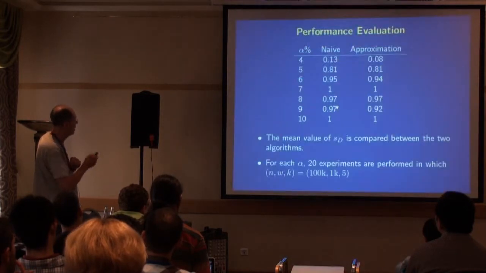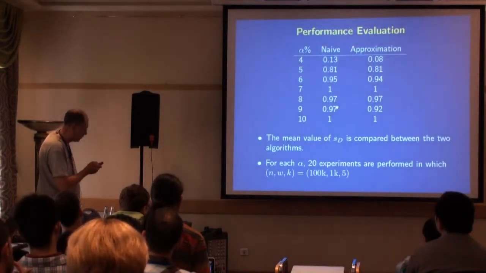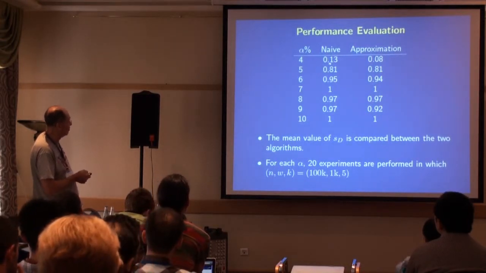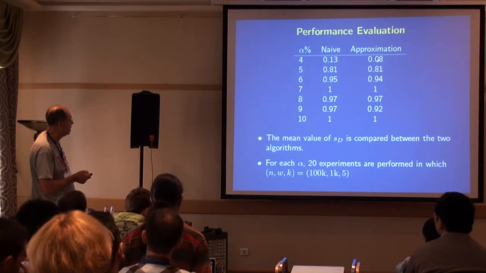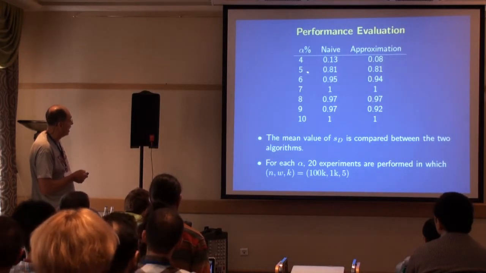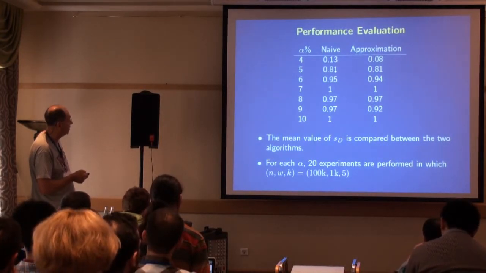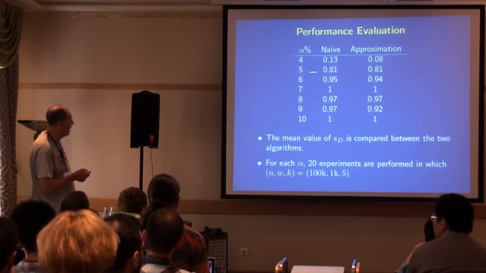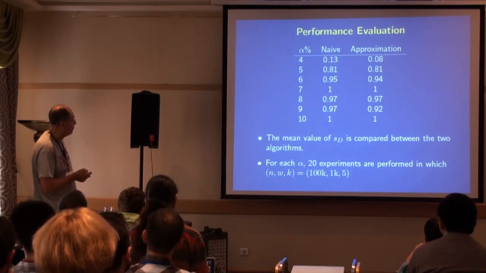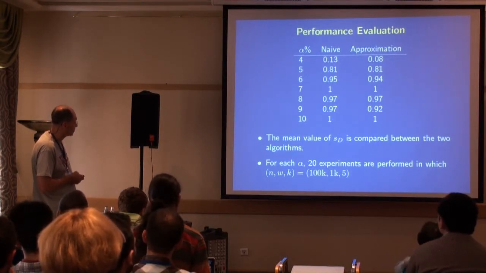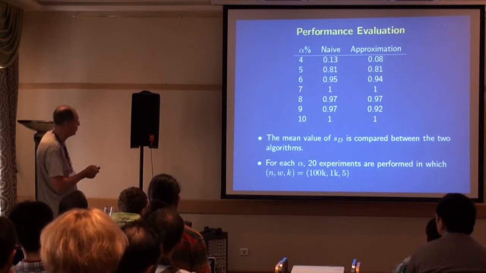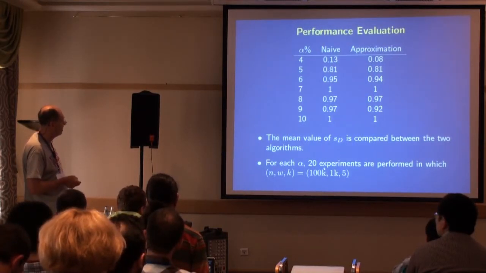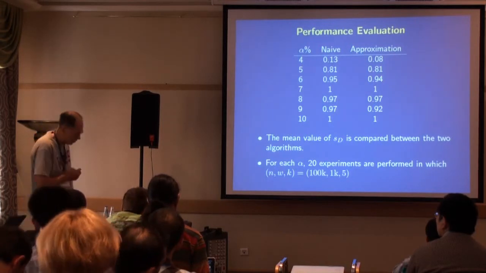At a 4% seed, the naive algorithm gets 0.13. We get 0.08. At 5%, 0.81, 0.81, and so it works pretty well when it's seeded at a reasonable level. These are just the averages out of, I think, 20 simulations that Ehsan did. And if anybody was interested, I could show you something about the distribution.